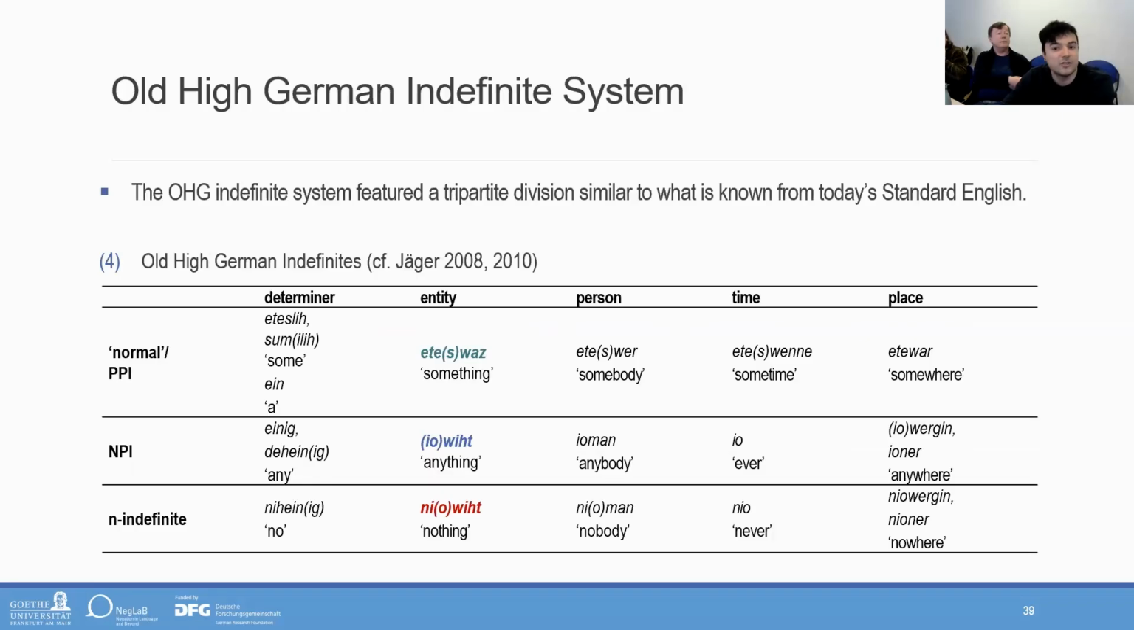If we look at Old High German, we can see that it also displayed a tripartite system with PPI context, NPI context, and negative context, using, for example, etwas for PPIs, Iowicht for ich, which is our investigated element, in the NPI context, and Neowicht, which later became the standard sentential marker in most modern standard dialects at least, was the negative one.